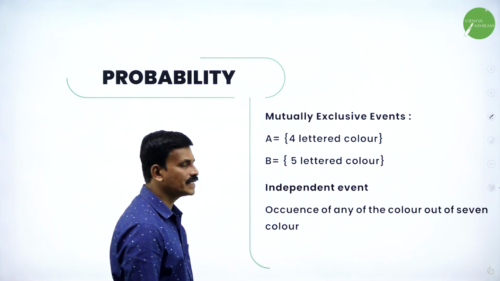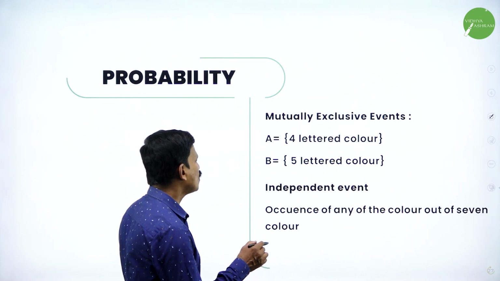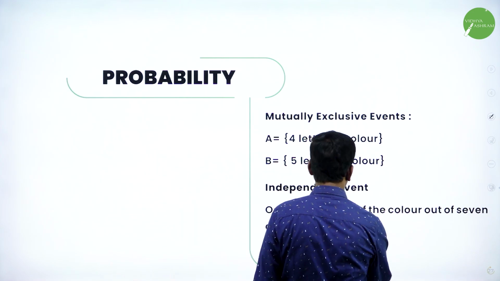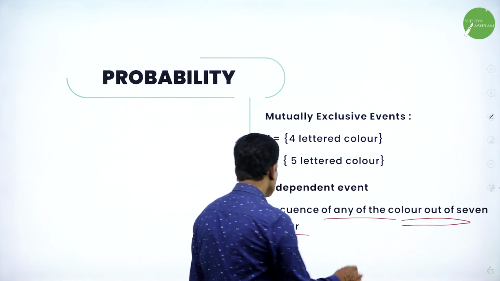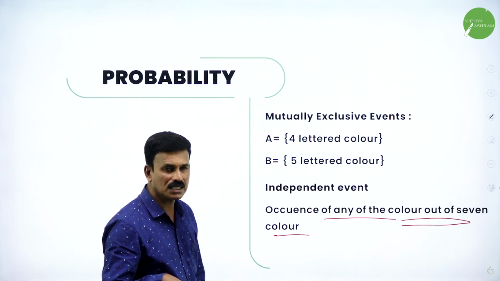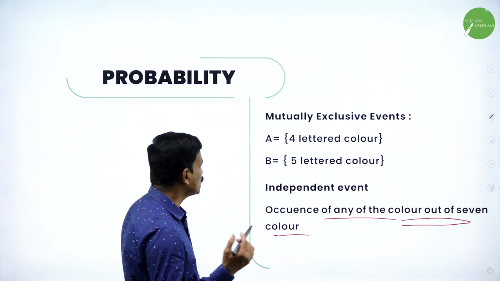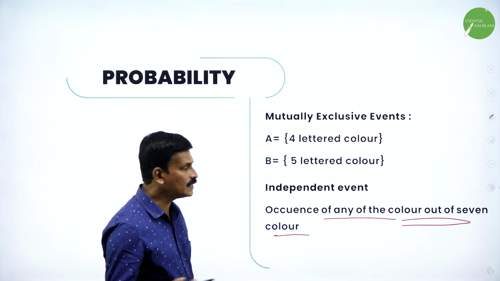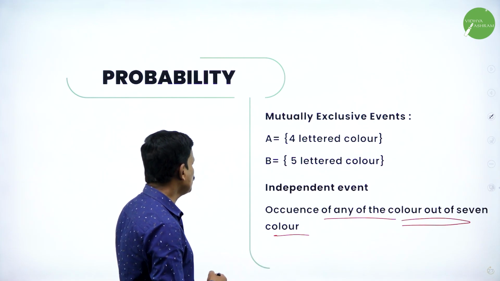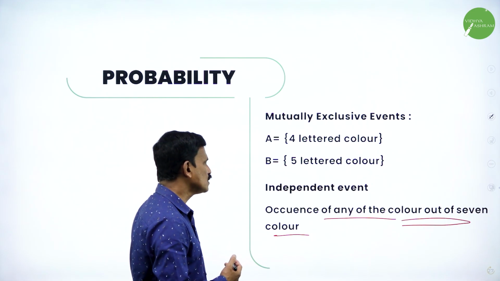Then B is a 5-letter color. So, independent event means occurrence of any one of the colors out of the 7 colors. Occurrence of any of the colors out of the 7 colors is nothing but an independent event. So, one does not depend upon the other color. Mutually exclusive means A is a 4-lettered color, and similarly B is an event, a 5-lettered color. Independent event means occurrence of any of the colors out of the 7 colors.